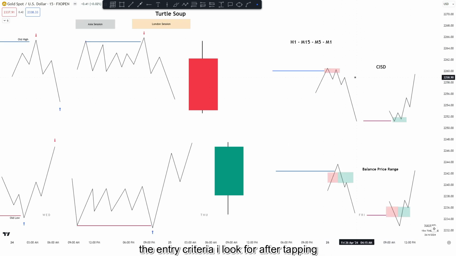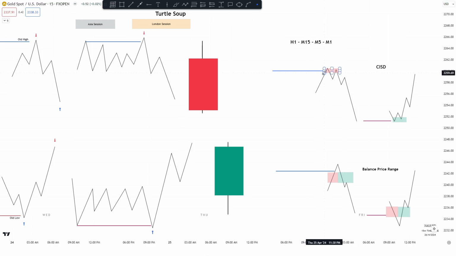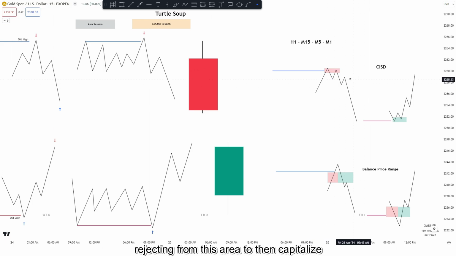So the entry criteria I look for after tapping into that key level on the lower time frames is, one, a change in state of delivery. A change in state of delivery is essentially a lower time frame order block. So after tapping into this key level, meaning after taking out liquidity or establishing a lower high, we want to go on the lower time frames and anticipate a break lower. That last up close candle would then be that bearish order block. And as we come up into that bearish order block and we show rejection from it, I want to anticipate this being the high and then price rejecting from this area to then capitalize on the shorts.